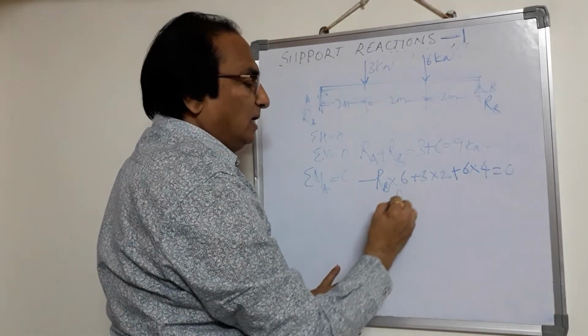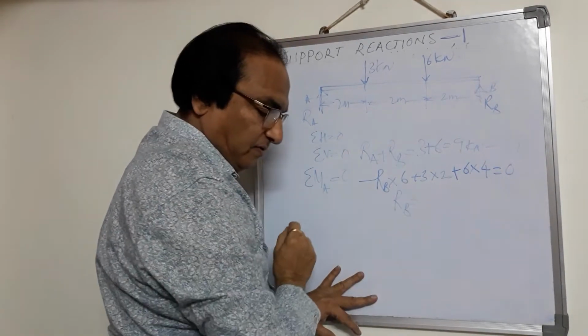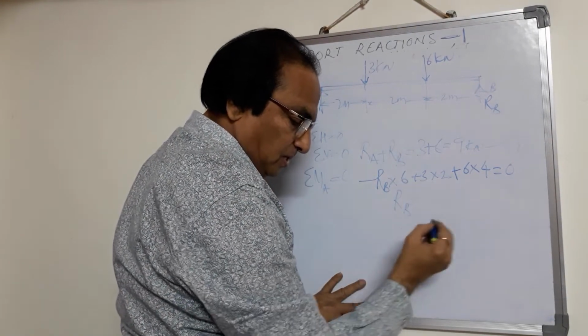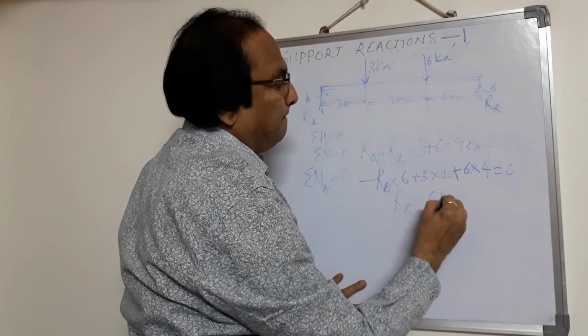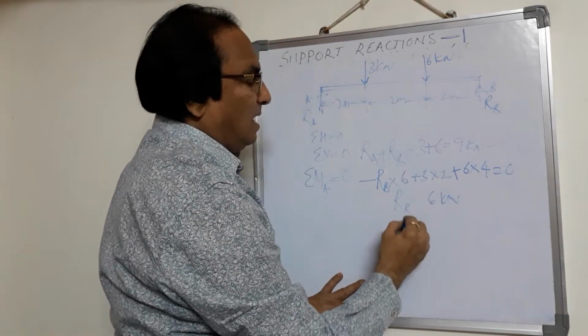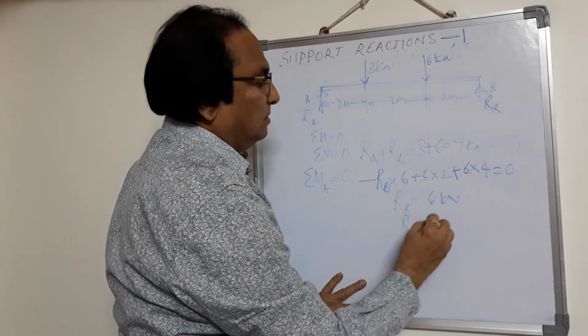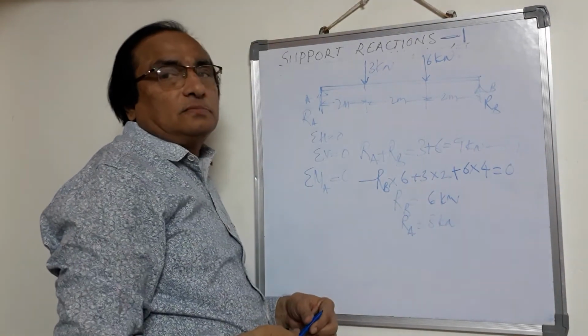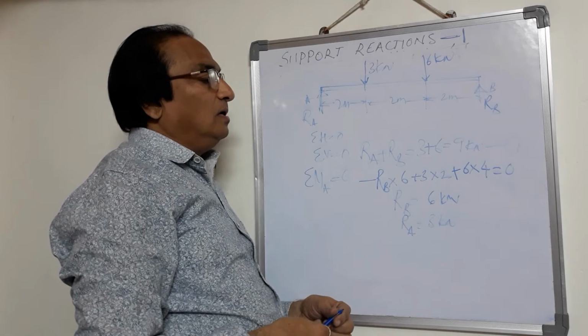So the only unknown here is Rb. If you simplify for Rb, you get Rb is equal to 6 kilonewton and Ra will be equal to 3 kilonewton. So this is how you will have to find out the values.